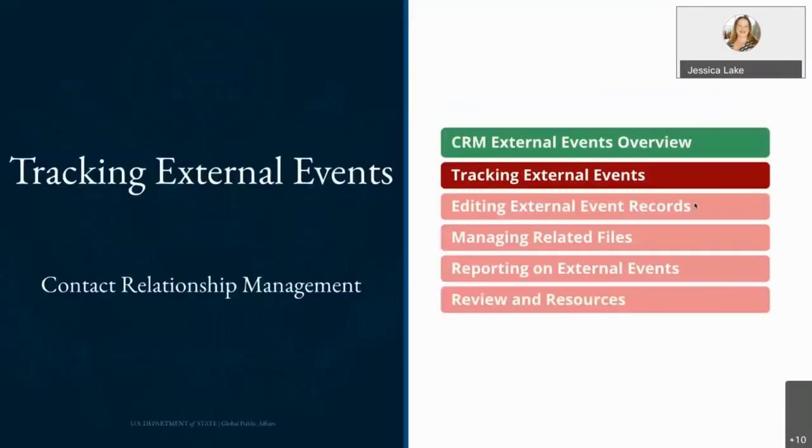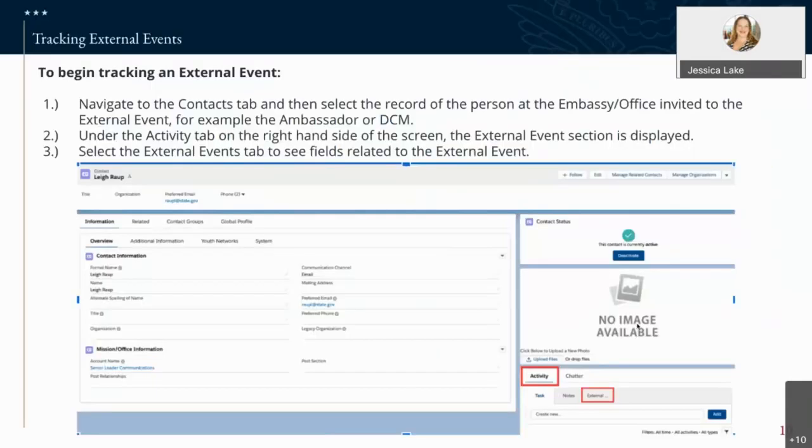So we talked about that, the overview. Next up, talk about tracking them. Okay, so basically, I think we've covered this from my demo here. We have the activities tab, we talked about that. We can view external events. Oh, this is on the contact record. Okay, so yeah, on a contact record, there's an extra tab that has external events listed under activity. So you can see if someone has an external event connected to them.